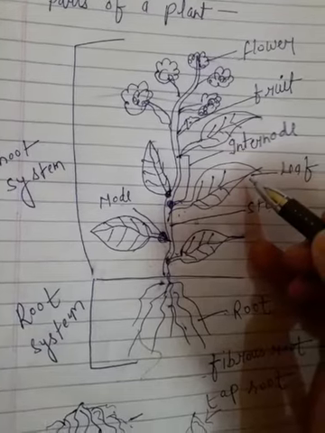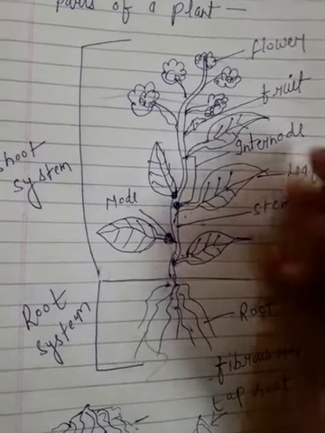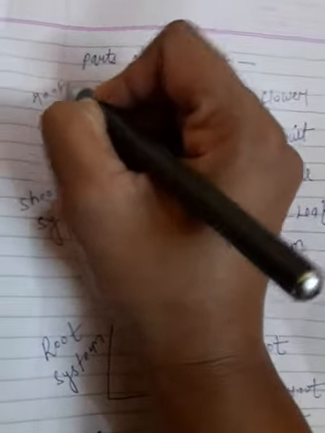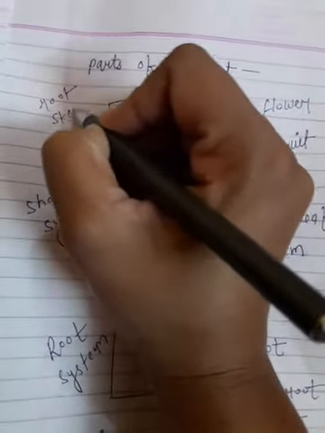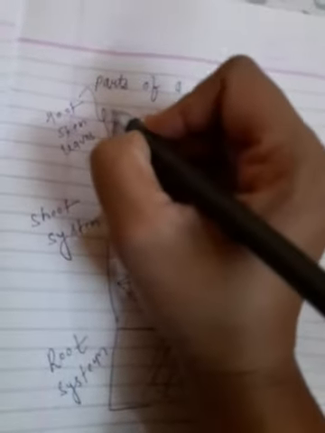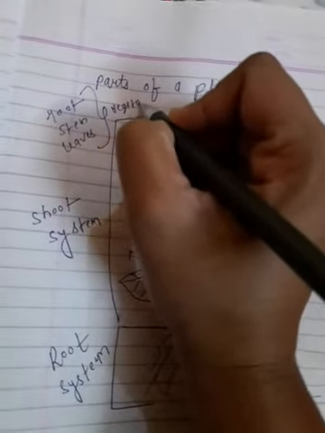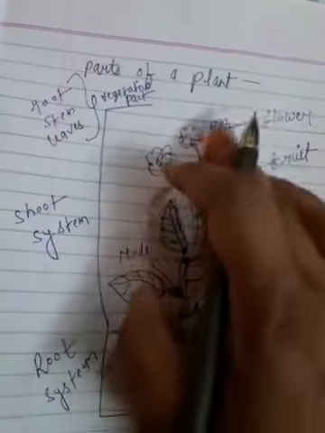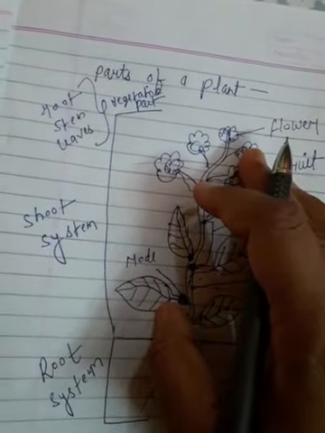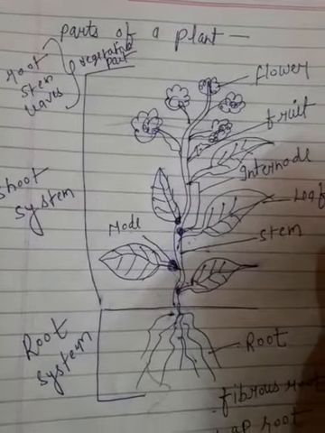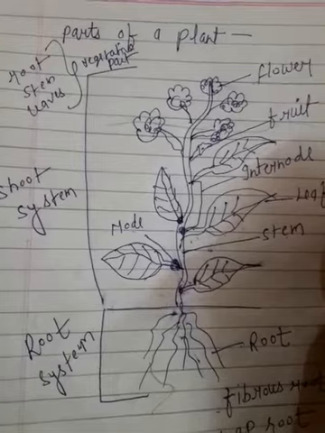The root, stem and leaves constitute the vegetative part. And the shoot system also bears the flowers, seeds and fruits, which comprise the reproductive part.